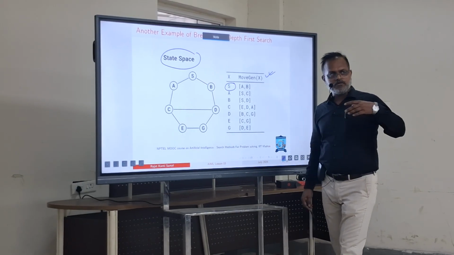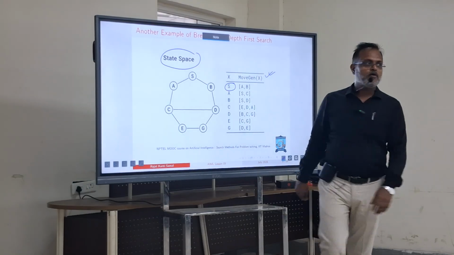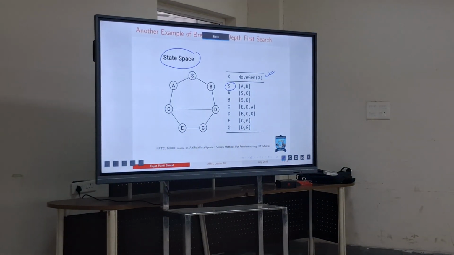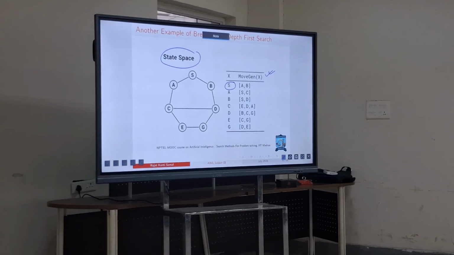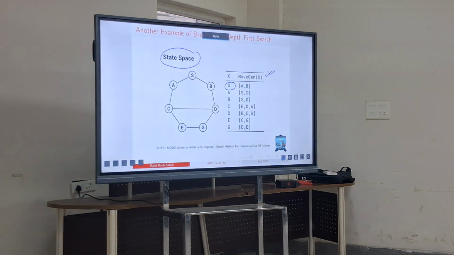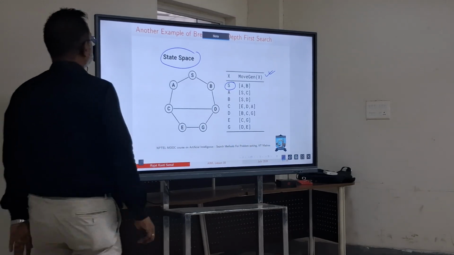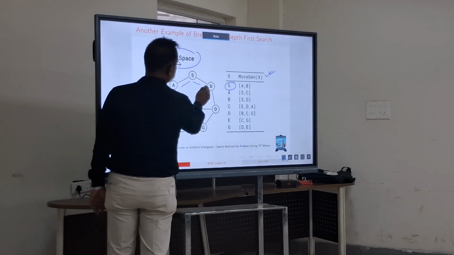It means all the nodes you can expand. When you are in S, what nodes can you expand? The neighboring nodes. Look at the graph. S has neighbors A and B only, right? From the start, you can go to either A or B.